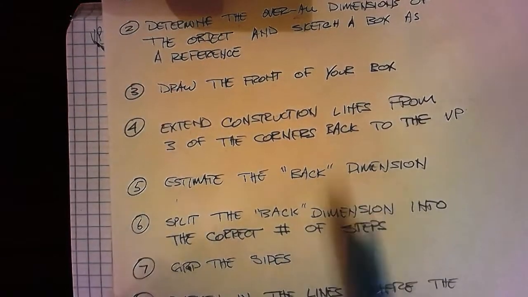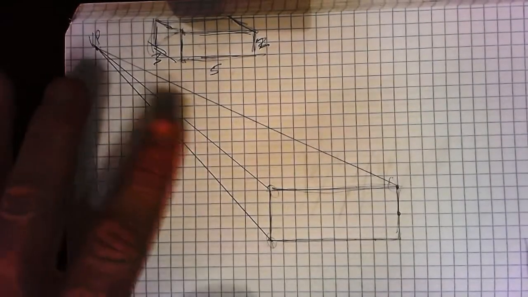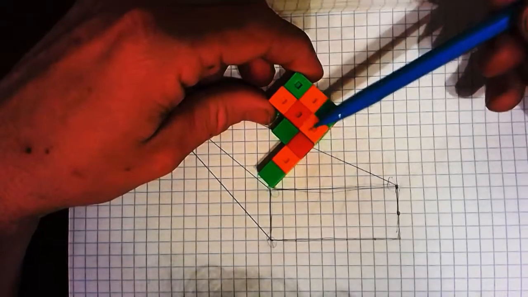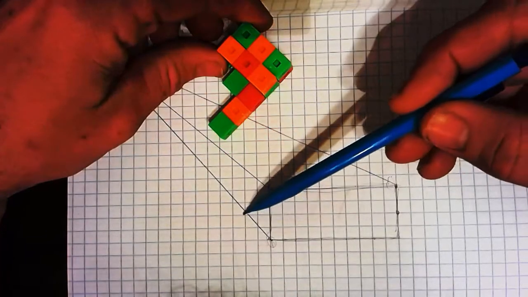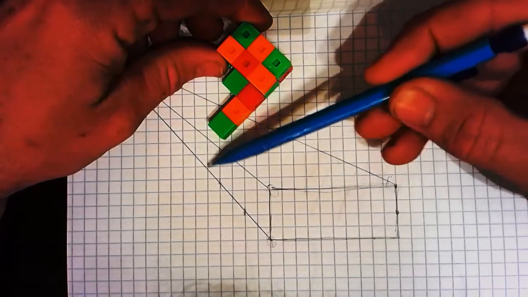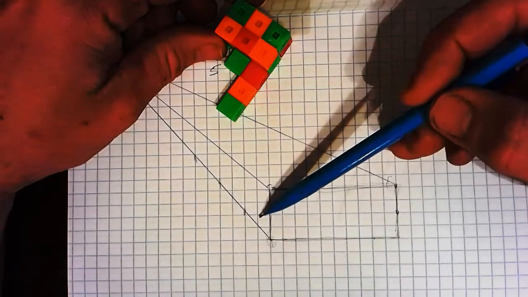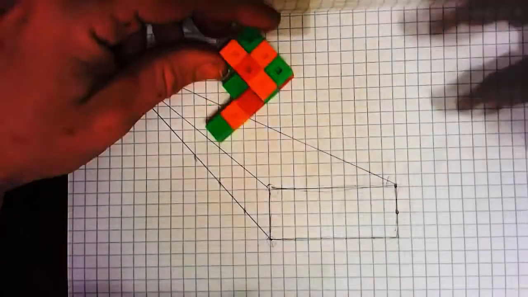Estimate the back dimension. So this is where it literally means estimate. Your lines on the grid paper here aren't going to help you too much. I know it goes back 3, but I don't think I want to mark 3 blocks, because 3 blocks would actually be 1, 2, 3. I don't think marking that is going to look realistic. So I'm just going to kind of estimate.